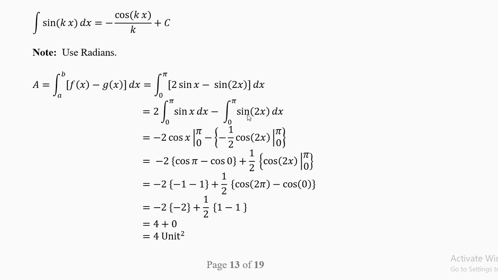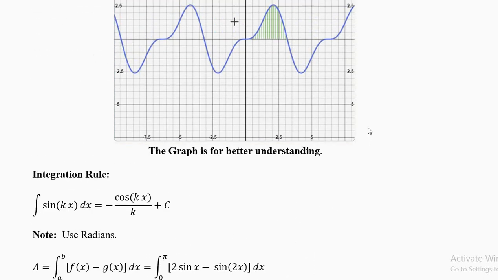Let's look at the second one. Integral of sine 2x going from 0 to pi, you'll get minus half cos 2x from 0 to pi. Now minus into minus half is plus half, which is outside. Now you have cos 2x going from 0 to pi. You'll have cos 2 pi minus cos 0. Cos 2 pi is 1, cos 0 is also 1. 1 minus 1 is 0. Half into 0 is 0. 4 plus 0 is 4. So your area is exactly 4 units square.